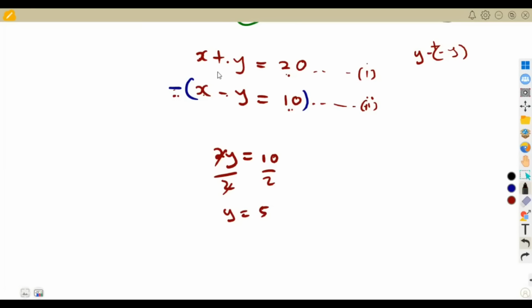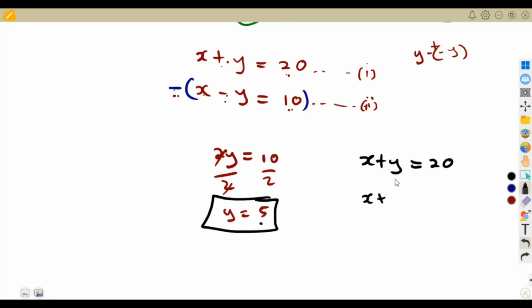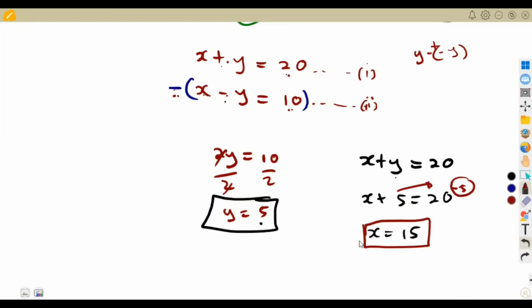Thus we can substitute the value of y, or we can eliminate y here by adding. This time, since we've got different signs, a positive and a negative, you are going to add. Or you can just substitute the value into any of these two equations. Remember that x plus y is equal to 20. So I can substitute the y value, which is 5. So x plus 5 is equal to 20. If we transpose 5 to that side, x is going to be 20 minus 5, which gives us 15. So this is the x value, 15, the y value being 5.